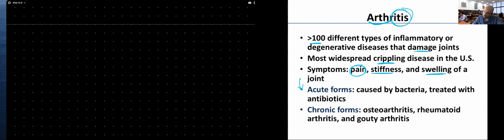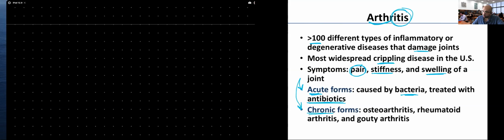We classify arthritis into two major categories. Those are acute arthritis and chronic arthritis. Acute arthritis is a sudden inflammation of the joint. Most likely it's going to be due to a bacterial infection. And the treatment for a bacterial infection is going to be to use chemotherapeutic agents, and the most prominent of them are the antibiotics.